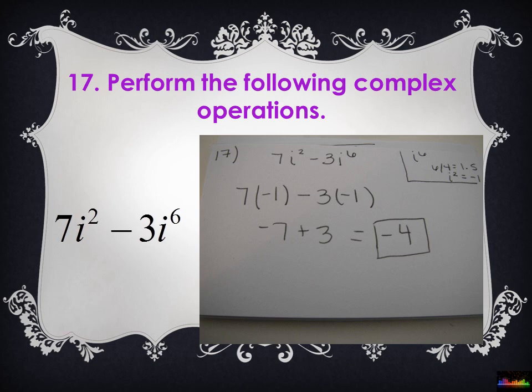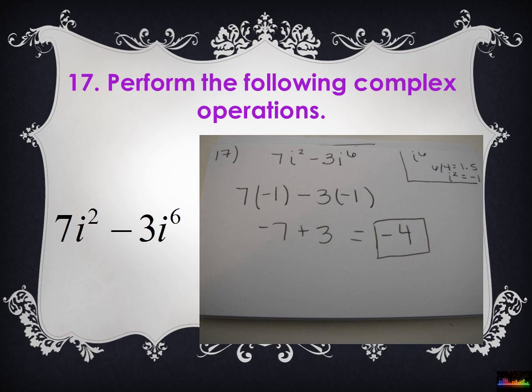So we get 7 times negative 1. So we know that first term comes out to be negative 7. Then we have minus 3i to the 6th. If you look at the top right, what I did was I decided to evaluate what i to the 6th was. I did it to the side so you could see what I did.